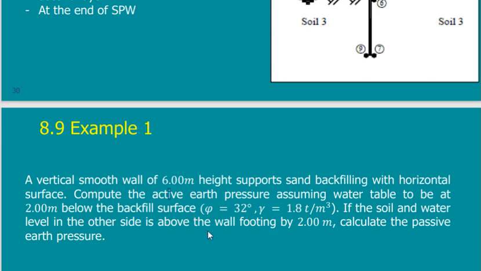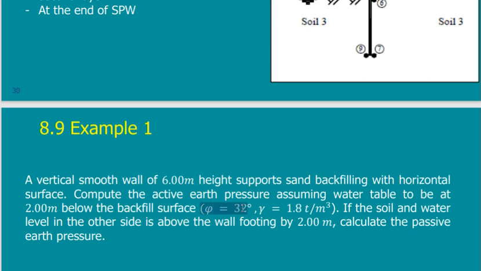Of 6 meter height, supports sand backfilling. So it is sand. From the text, you will get values. Sand means that C equals 0. Sand backfilling with horizontal surface. Horizontal surface means that I can still use the equation. And of course, if it is phi sand, then I can use the equation. Because if I tell you that it supports clay, then you will tell me, no, I cannot solve this problem. Compute the active earth pressure assuming water table to be at a depth of 2 meters below the backfill surface.